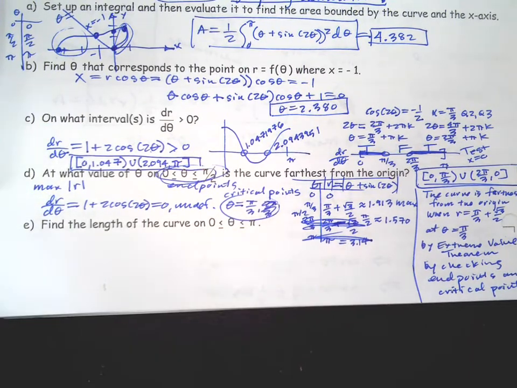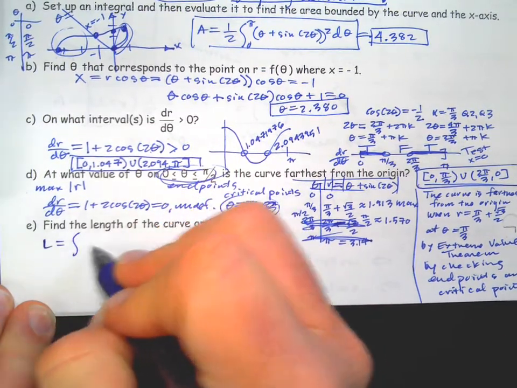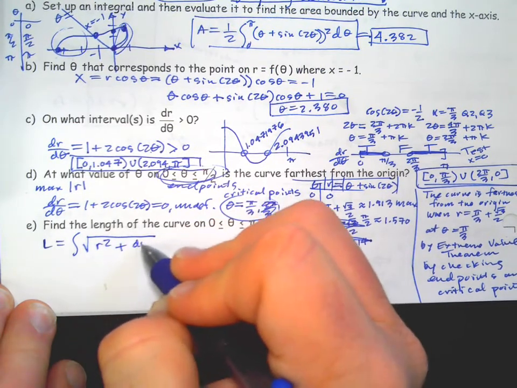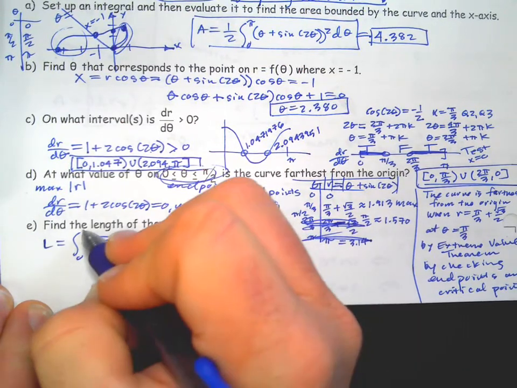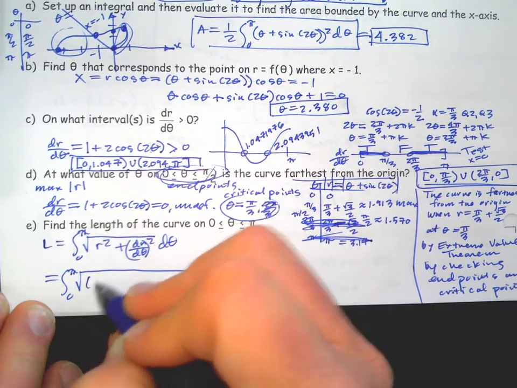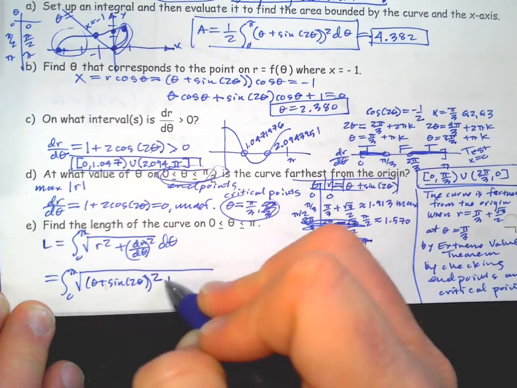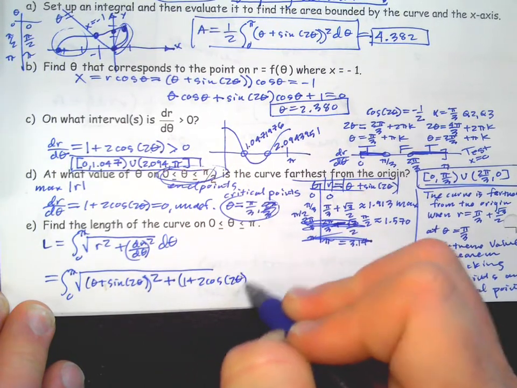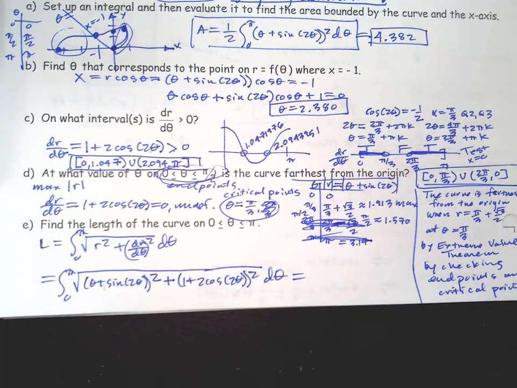There you go. Find the length of the curve. So the length of the curve is the integral of the square root of r squared plus dr/d theta squared from 0 to pi. So that's going to be, r is theta plus sine 2 theta. And dr/d theta, we already found a couple times, is 1 plus 2 cosine 2 theta. So that's your setup.